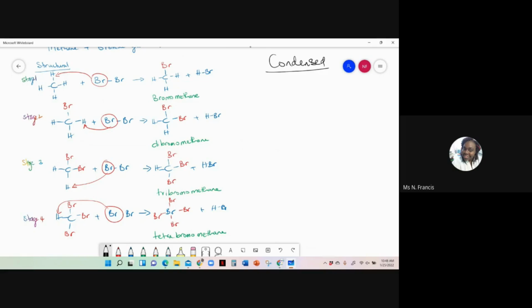All right, because again, you may end up with one out of the 3 and we don't know which one. So we are starting off with methane. Now remember that methane only has 1 carbon atom, ladies. So the condensed is pretty much the molecular formula. All right, so methane is CH4 plus Br2. It's pretty much the same thing.